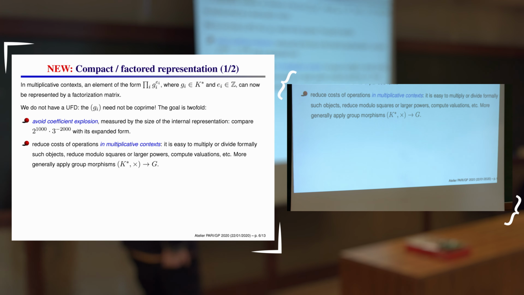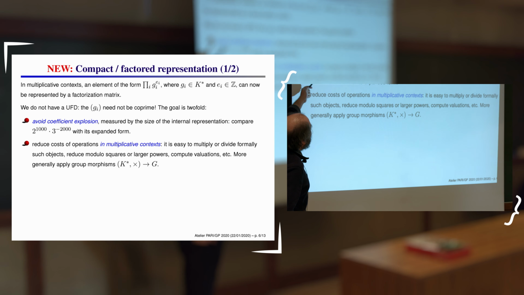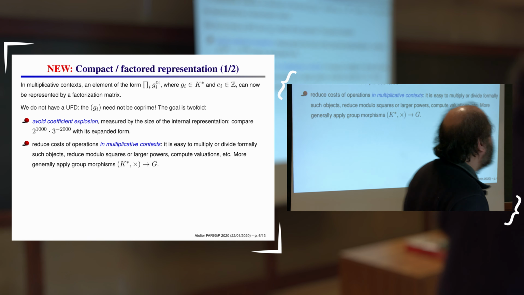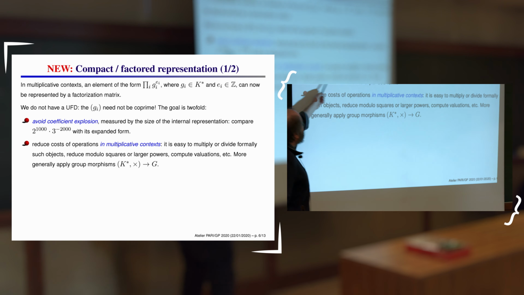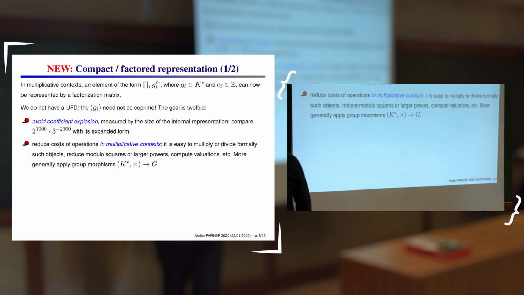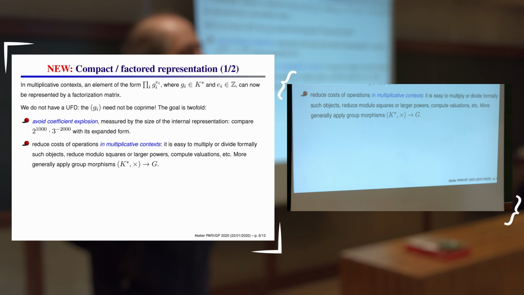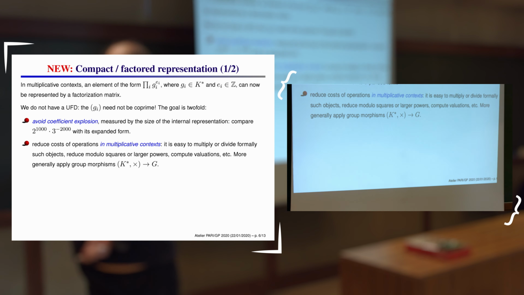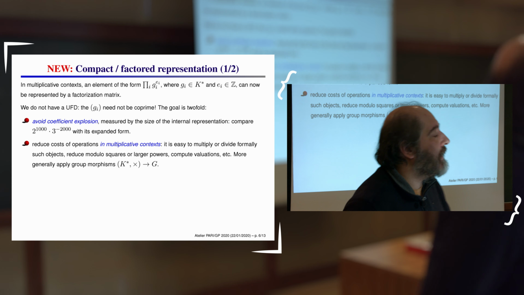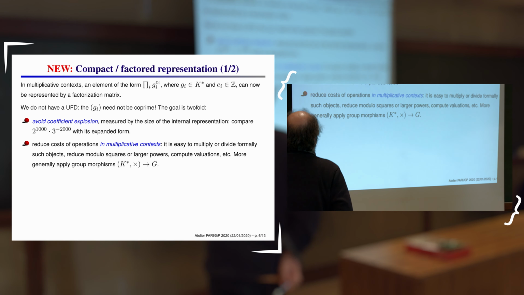Okay, so the goal is just twofold. We just want to avoid coefficient explosion, where the coefficient explosion is measured in terms of the actual size of the internal representation. So if we compare this factorization, 2 to the 1,000 times 3 to the minus 2,000, you can just check what it gives in GP. It's not very informative. Even if I had not known that 2 and 3 were coprime, I would still have preferred that representation to the one that we get by expanding it. There's much more information there.